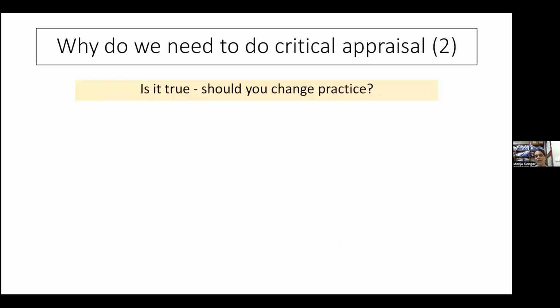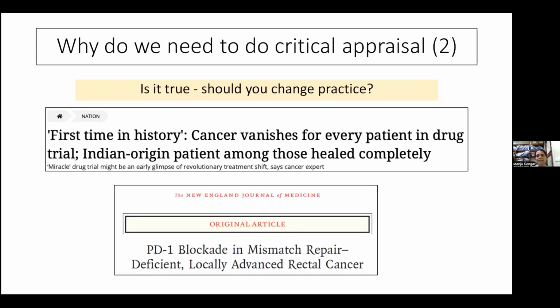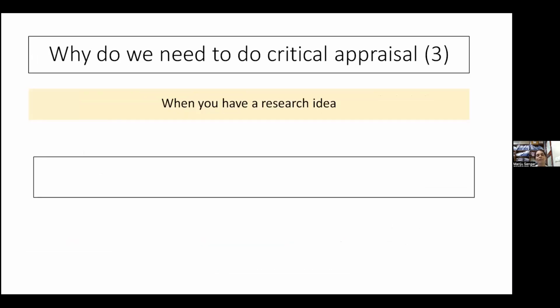At times you require critical appraisal when you see news items like this, which promise a breakthrough, and there are questions in your mind as well as around you whether you should really change your practice. That's when you need to do the critical appraisal to see whether there is truth in this claim.